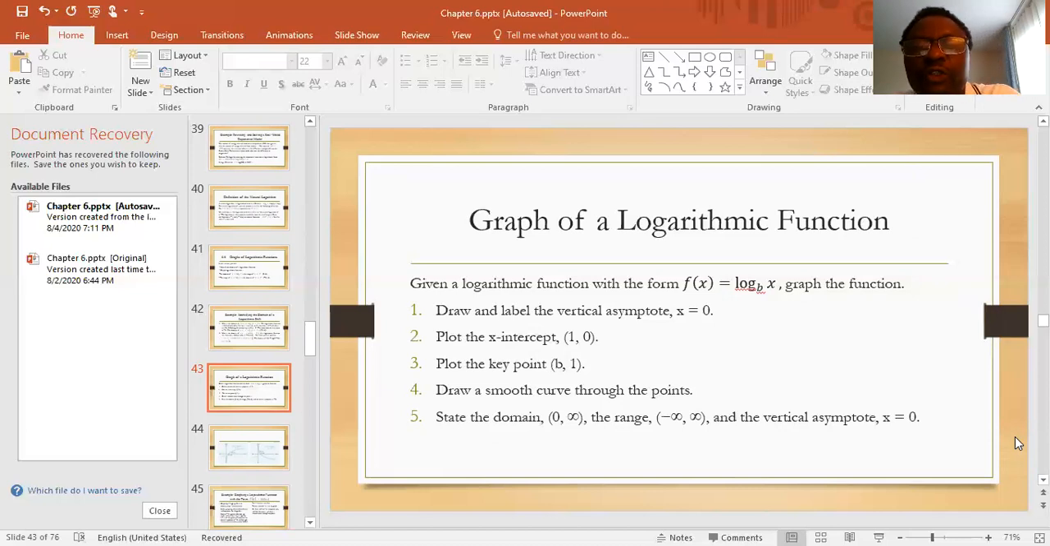To graph a logarithmic function, we draw and label the vertical asymptote x equals 0, plot the x-intercept (1, 0), plot the key point (b, 1), and draw a smooth curve through the points. Remember that the logarithmic function is just the inverse of an exponential function. So in other words, using the property of the graph of an inverse, we can always obtain the graph of the logarithmic function by picturing the graph of an exponential function.